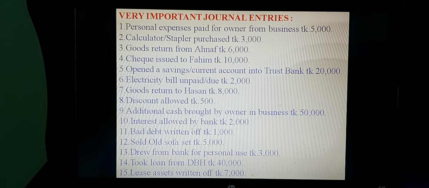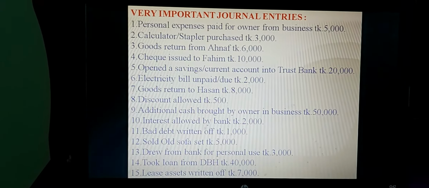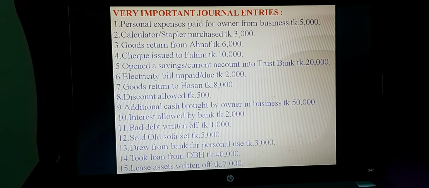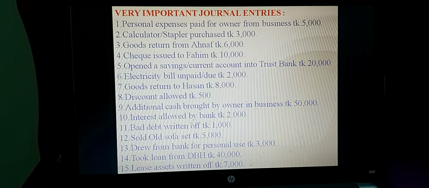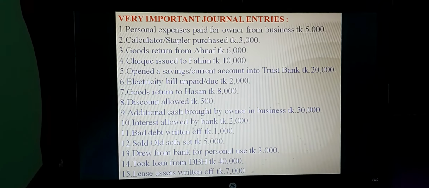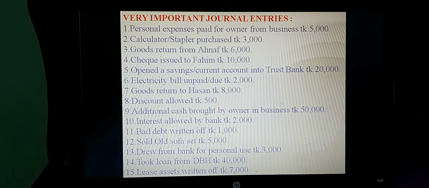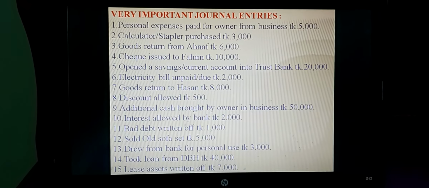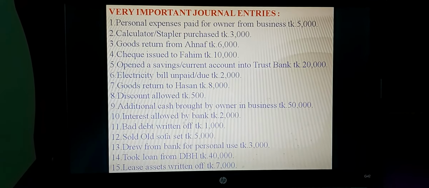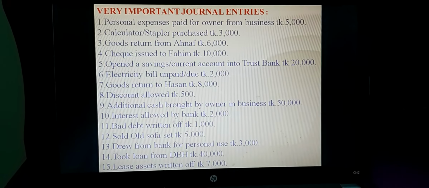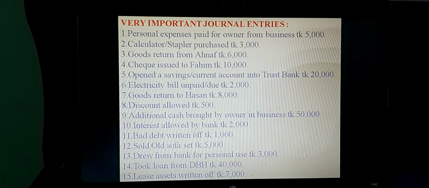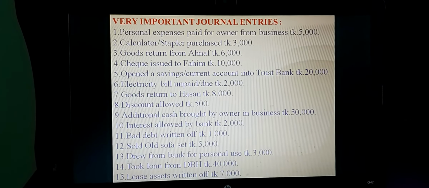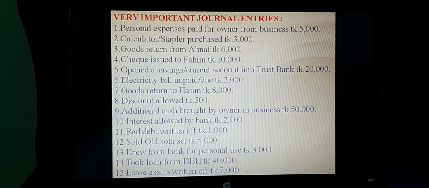Okay, another one, additional cash brought by owner in business. From chapter number 2, that is transaction, this type of transactions you have learned several times. When owner cash brought or cash invested or started business with different types of things or property, then indicated as asset and equity.